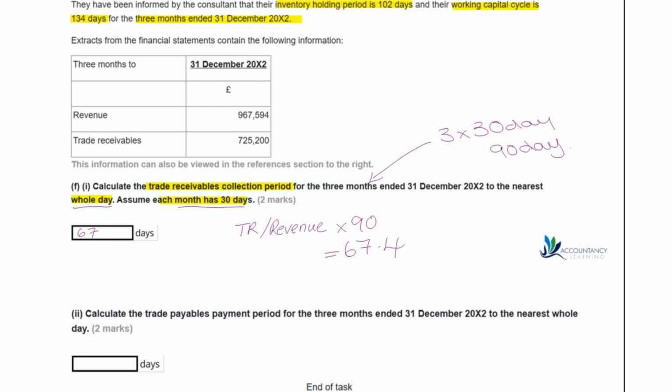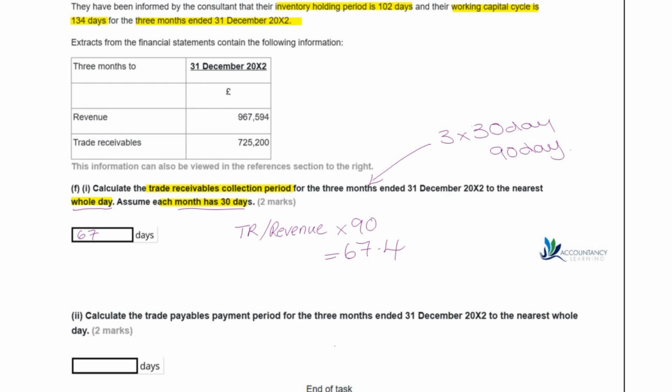Then the last part is calculate the trade payables payment period for the 3 months ending the 31st of December 20x2 to the nearest whole day. So we're now looking for trade payables payment period to the nearest whole day. Now you might immediately think, well, I can do trade payables divided by cost of sales times 90, but we haven't been given those figures. So we're not going to be able to use this formula.